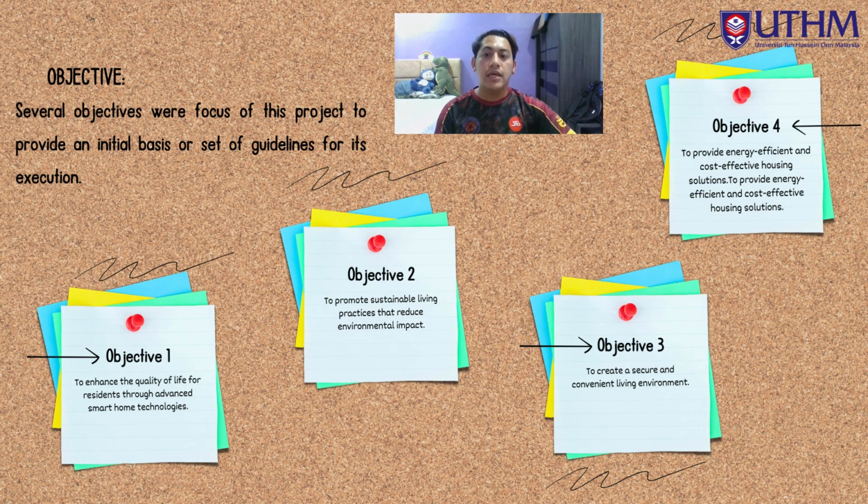The first one is to enhance the quality of life for residents through advanced smart home technologies. Second objective is to promote sustainable living practices that reduce environmental impact. The third objective is to create a secure and convenient living environment. And the last objective is to provide energy efficient and cost effective housing solutions.